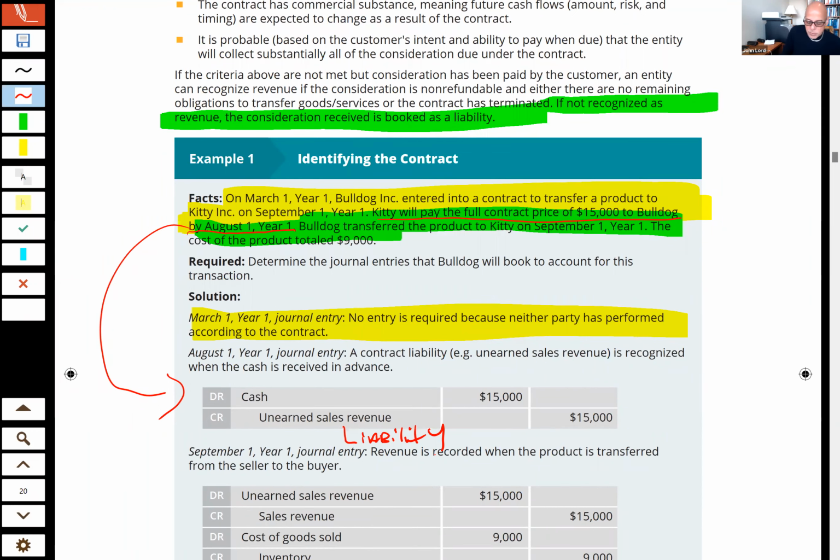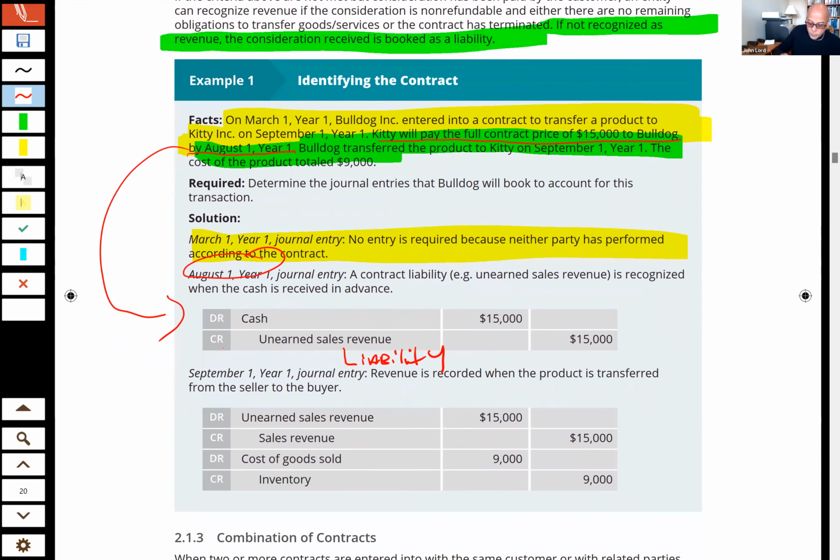But when that money comes in on October 1st, because I haven't performed on the contract yet, I debit cash, I credit the unearned revenue. And then when I go ahead and perform on that contract, the big takeaway here is I can take the revenue, and of course I would debit the cost of goods sold and credit the inventory. Nothing earth-shattering there at all, right? Question?